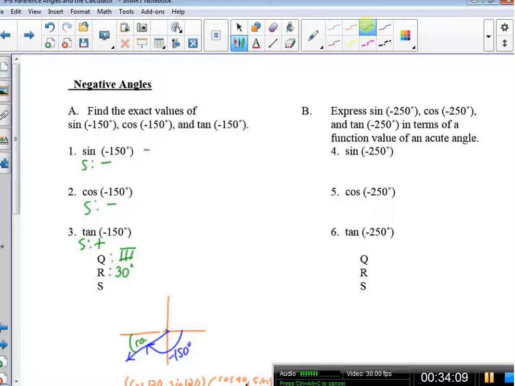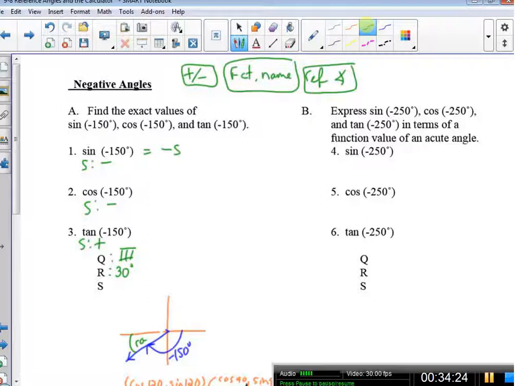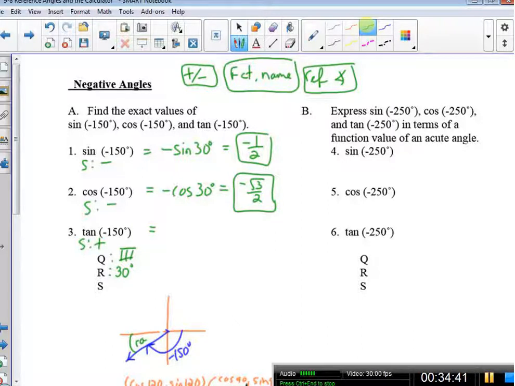So to find the exact value of this, sine of -150 is equal to, remember, we do plus or minus function name of the reference angle. So I'm going to do minus sine 30, which I know is 1/2, so this answer is -1/2. The next one would be negative cos 30, which is negative radical 3/2. You can check it with the diagram also. And the tan of -150 is positive tan 30. We're in quadrant 3, so it's positive, which is radical 3/3.